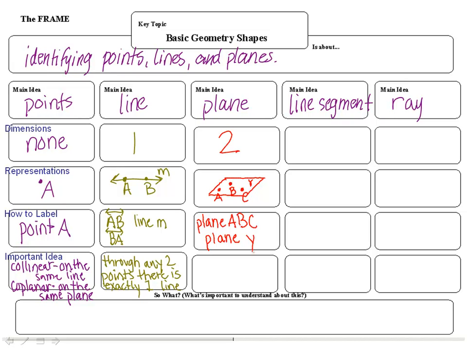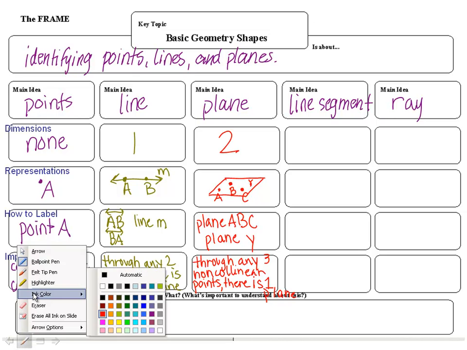So an important idea here is through any 3 non-collinear points there is exactly one plane. So you have to have 3 points to form a plane, and those points have to be non-collinear, so they cannot be on the same line.